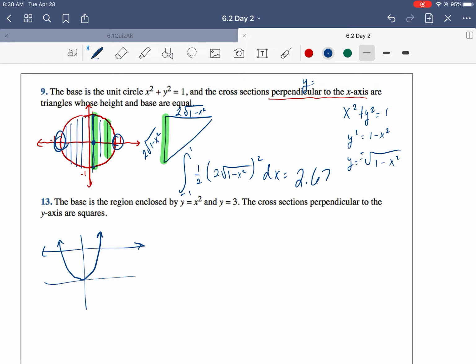Okay, so cross sections perpendicular to y, parallel to x, horizontal. So our slices are running this way again, and they are squares. So there and there would be the same dimension. There's that symmetry, right? Be careful. We crossed over the y-axis. The parabola is symmetrical left and right.